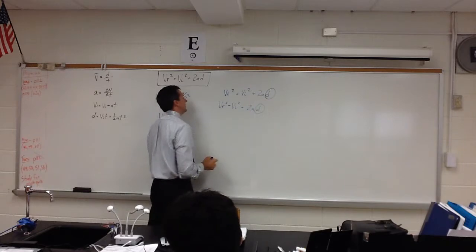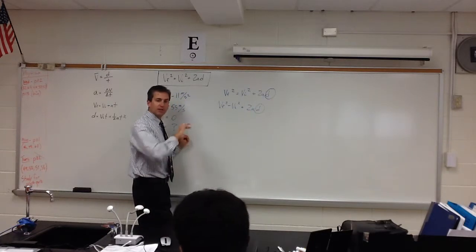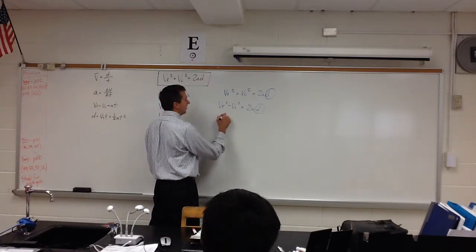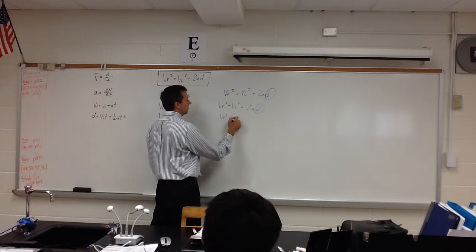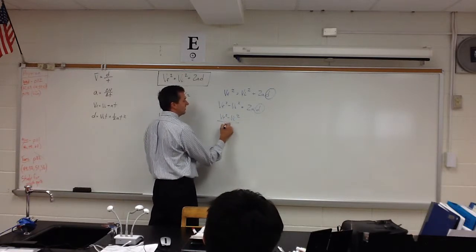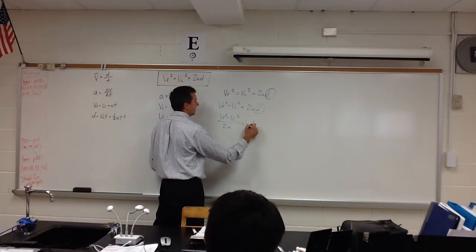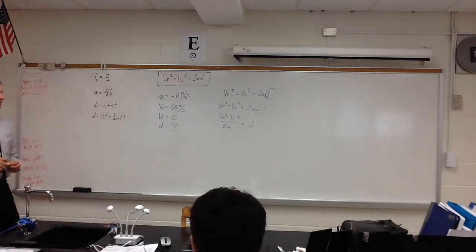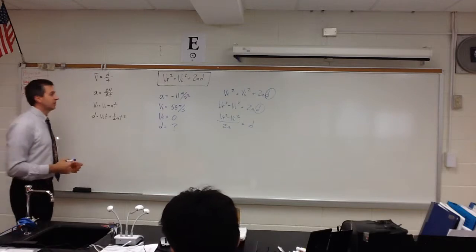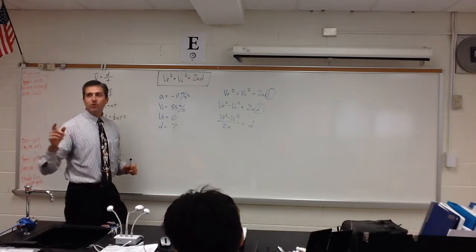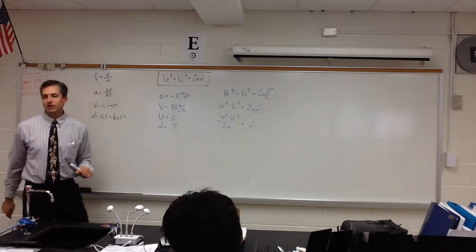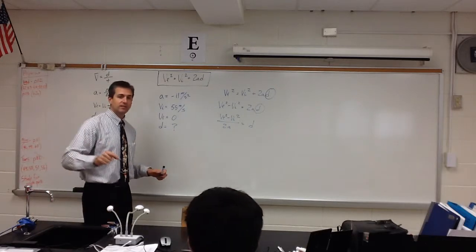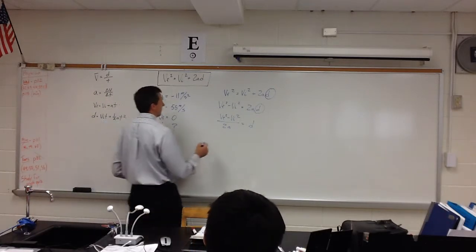So I'm going to take the vi squared and subtract it to the other side. Still looking for d. So the next step I'm going to do is divide by 2a. So I got vf squared minus vi squared divided by 2a. And now I'm left with my working equation. And life should go pretty smooth at this point because I just really need to plug in. But when I plug in, what do I always have to include? Not just the number, but the units. So let's do it that way.